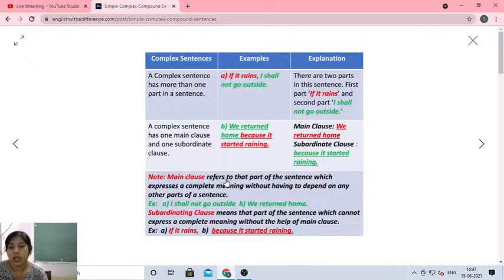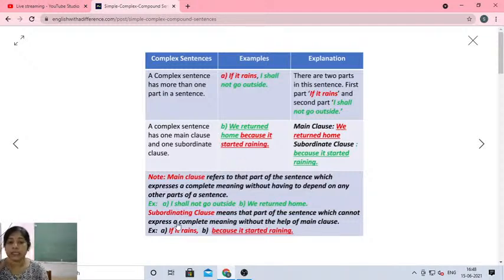Main clause refers to that part of the sentence which expresses a complete meaning without having to depend on any other parts of a sentence. Got it? For example, I shall not go outside. This is also a main clause. And next one is we return home. So I hope you understood these sentences.